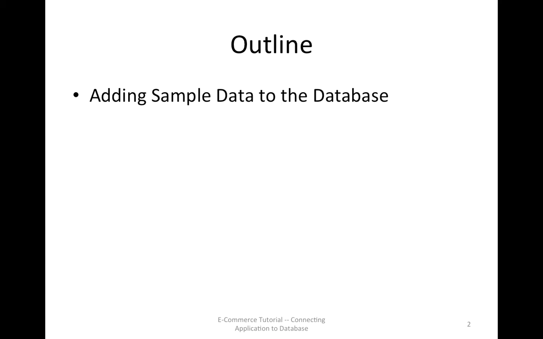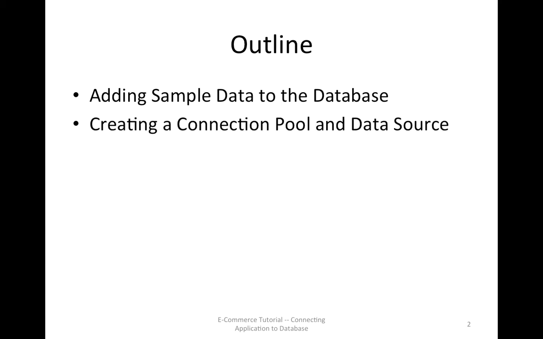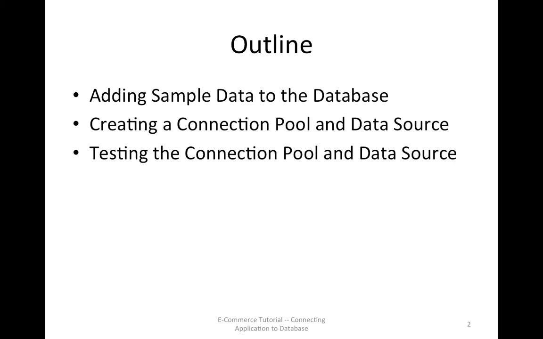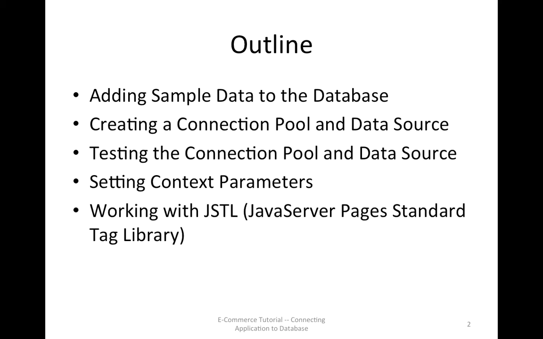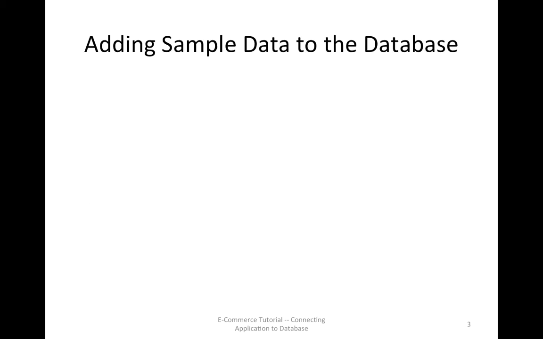The tasks we need to accomplish in this unit are the following. First, we will add sample data to the database. Then we will create a connection pool and a data source. Then we will test the connection pool and the data source. Then we will set context parameters. Then we will work with JSTL. JSTL stands for JavaServer Pages Standard Tag Library.